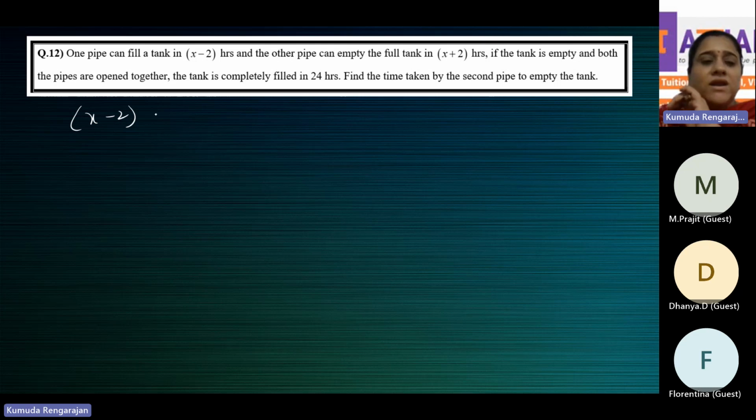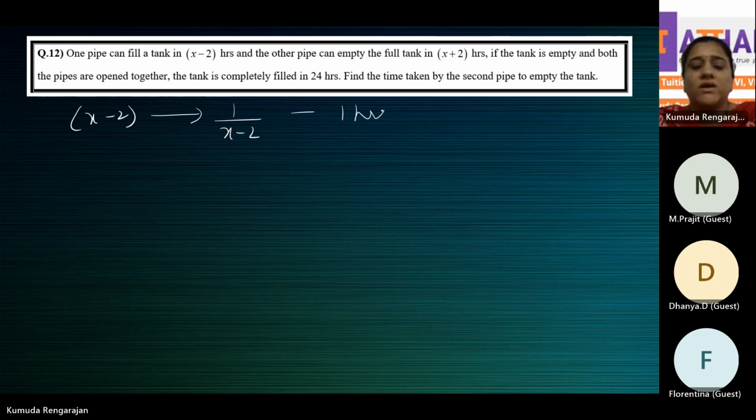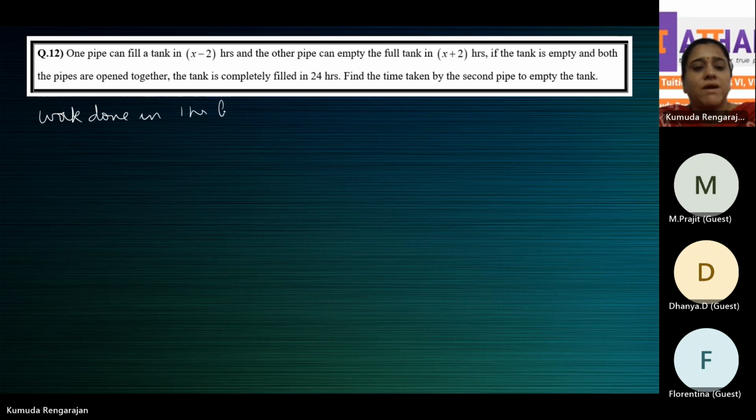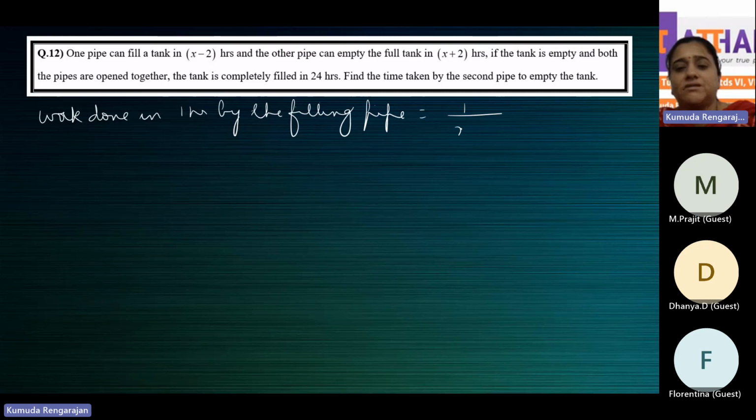So what is its 1 hour's work? Reciprocal of the total time taken. 1 by X minus 2. This is its 1 hour's work. Work done in 1 hour by the filling pipe is equal to the reciprocal of the time taken.